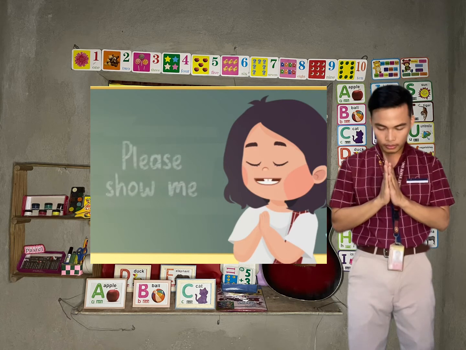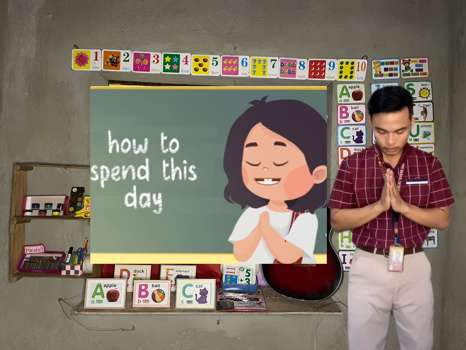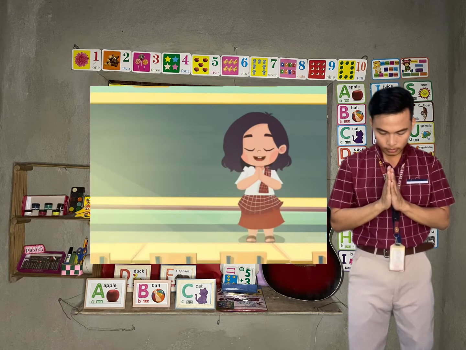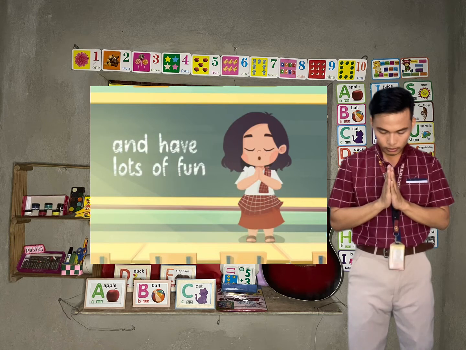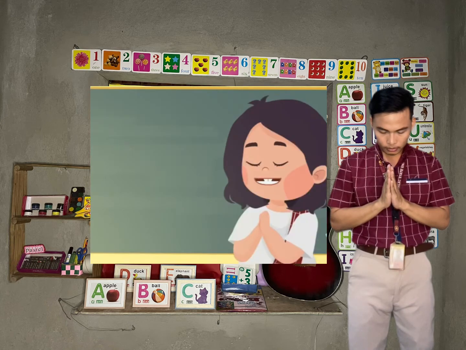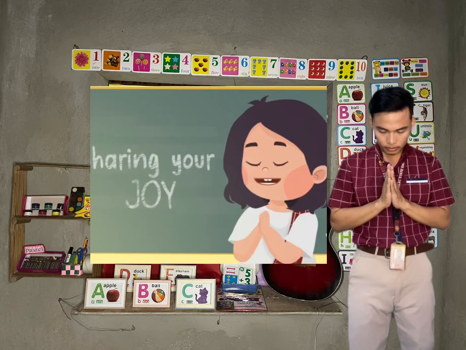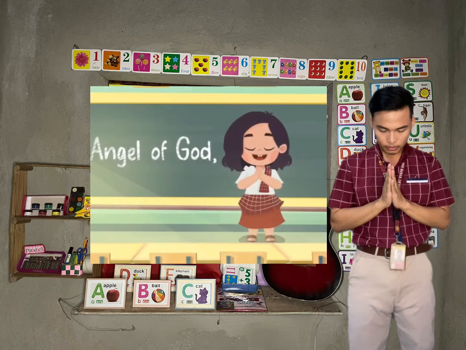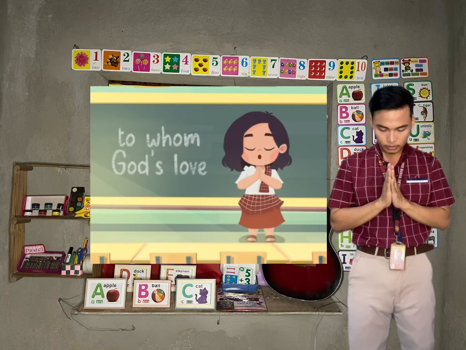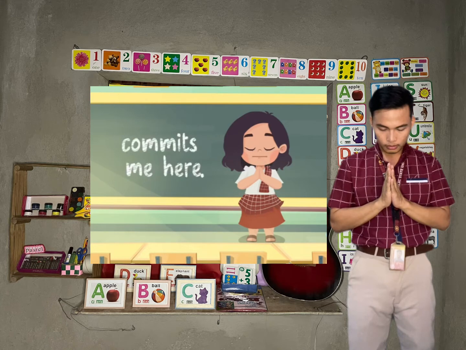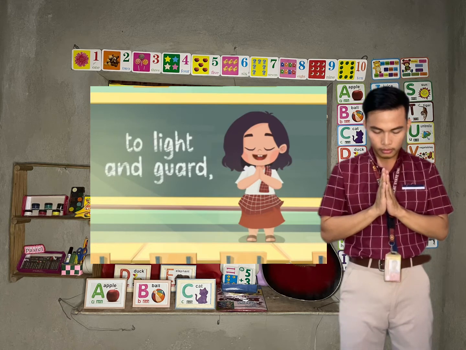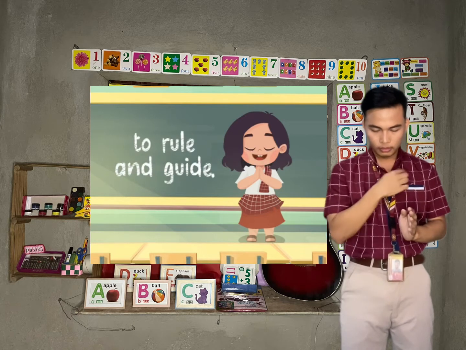Dear Jesus, please show me how to spend this day sharing your love in every way. Help me to be kind to everyone, to play and laugh and have lots of fun, shining your light and giving your grace, sharing your joy with a smile on my face. Angel of God, my guardian dear, to whom God's love commits me here. Ever this day be at my side, to light and guard, to rule and guide.